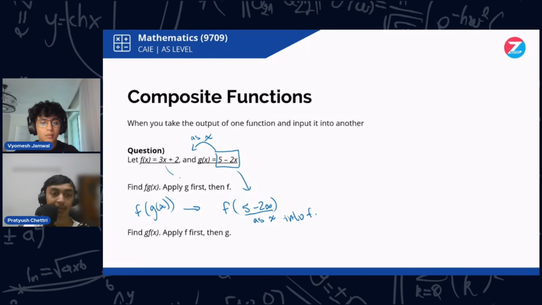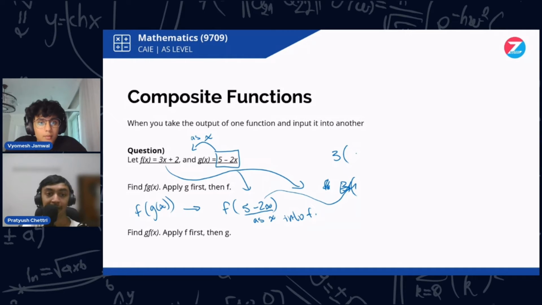So let's take a look at f here. f is 3x plus 2. So to make that happen, instead of x, we're going to put this thing in. Oh, that's super not neat. Okay, 3 times, and instead of x, we're going to put the value of g of x, which is 5 minus 2x. That's all there is to it. So this is now your composite function, f of g of x.